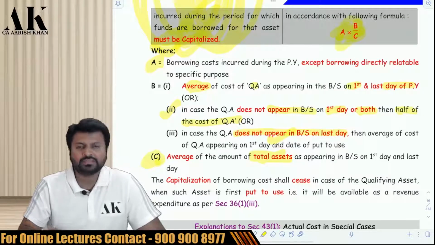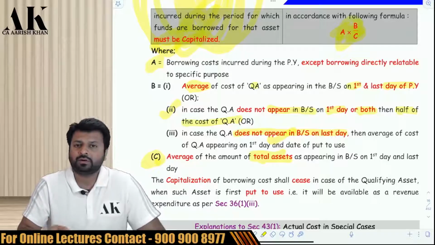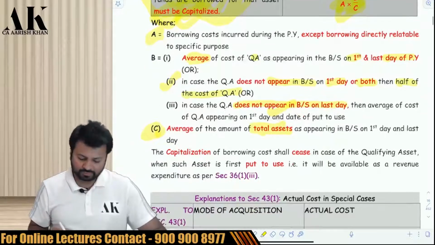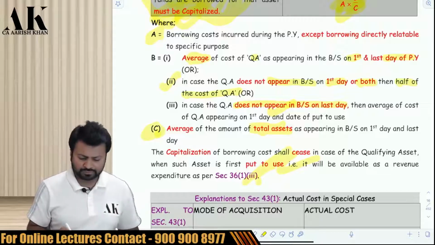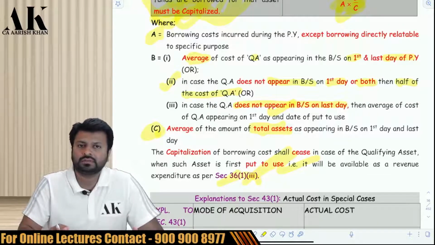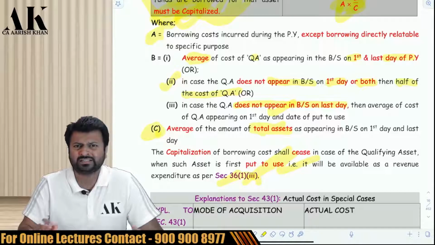And then whatever comes as the answer will be added to the cost of the qualifying asset, and that will be the borrowing cost which will be capitalized. And once the asset is put to use, after that you will get a revenue expenditure under section 36(1)(iii). Then you will claim it as a revenue expenditure once the asset is put to use.